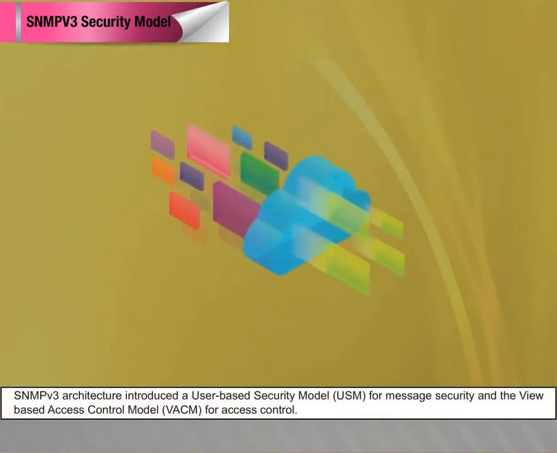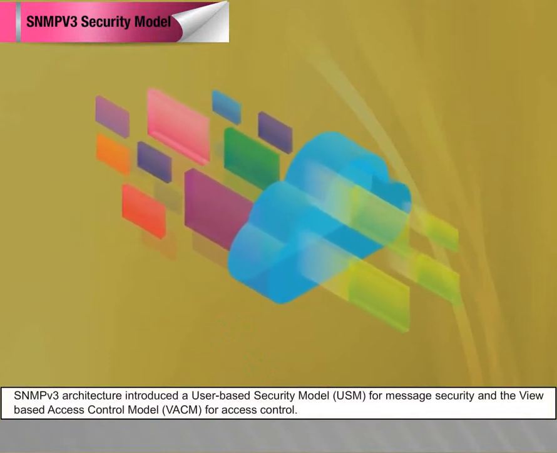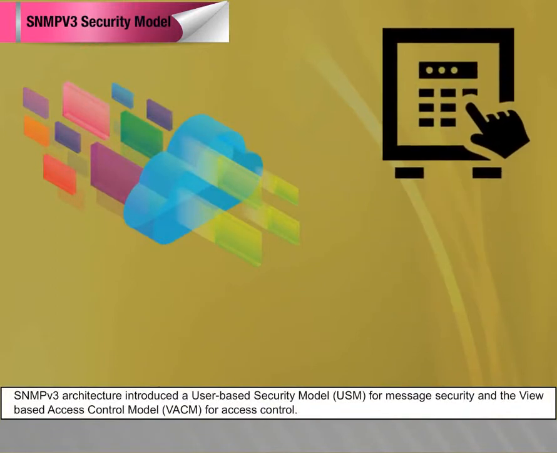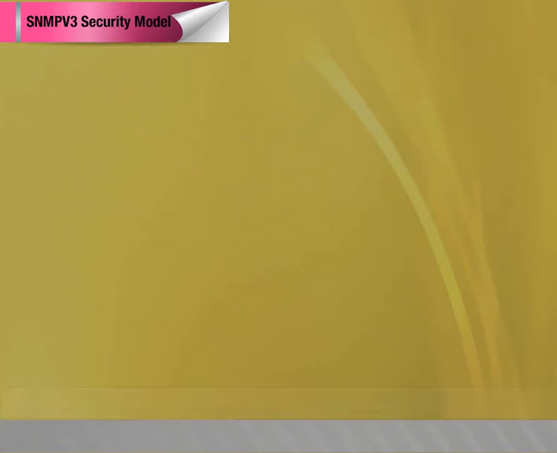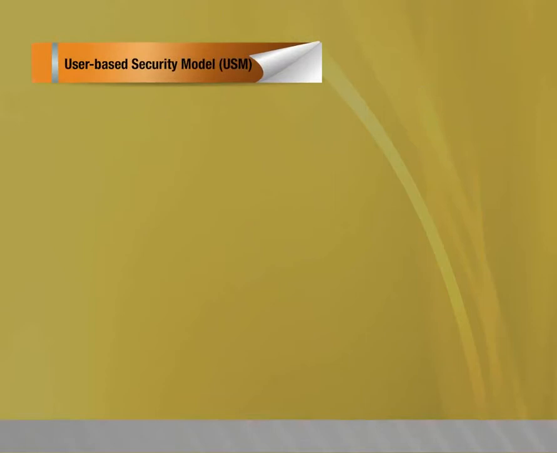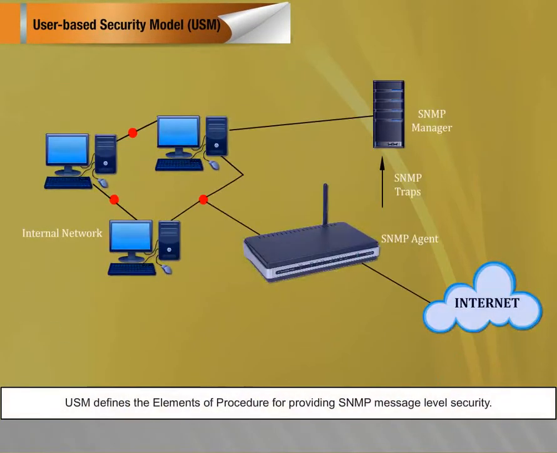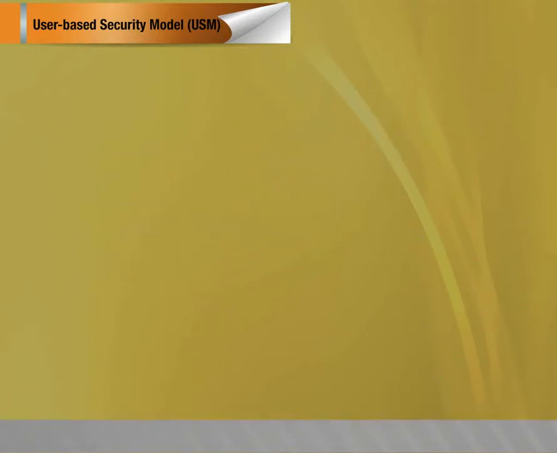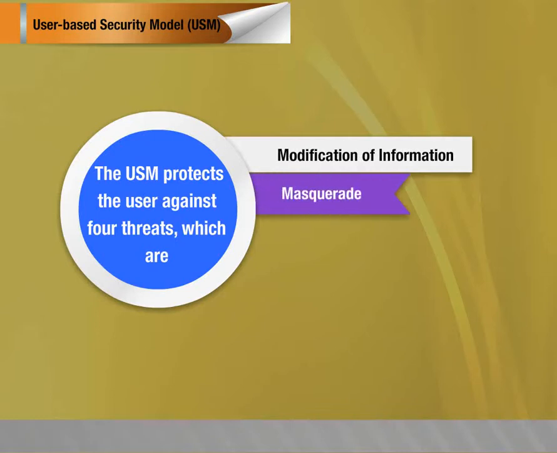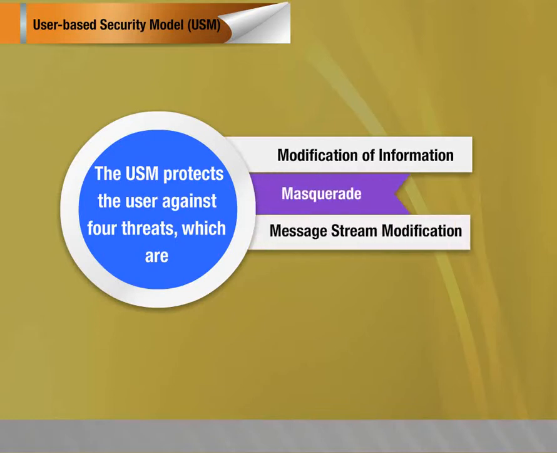The SNMP v3 architecture introduced a user-based security model, USM, for message security and a view-based access control model, VACM, for access control. User-based security model USM. USM defines the elements of procedure for providing SNMP message level security. The USM protects the user against four threats, which are modification of information, masquerade, message stream modification, and disclosure, optionally.